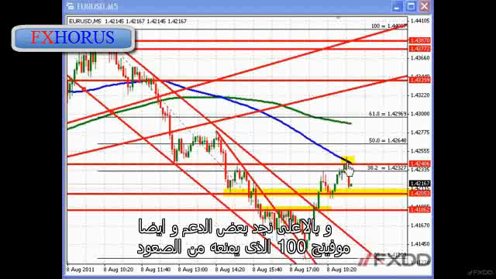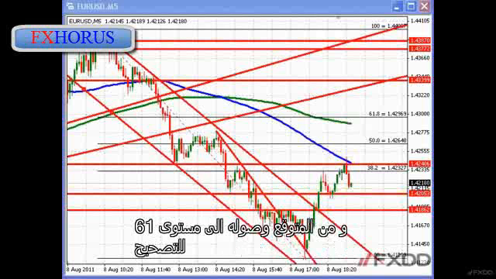Nice correction, a little over 38.2, found resistance against the 100 bar moving average. That's decision time here for the euro versus US dollar. Find support against the 05 level or move up back above the 38.2, back above the 100 bar moving average. We'll see how that all pans out in this afternoon's trade.